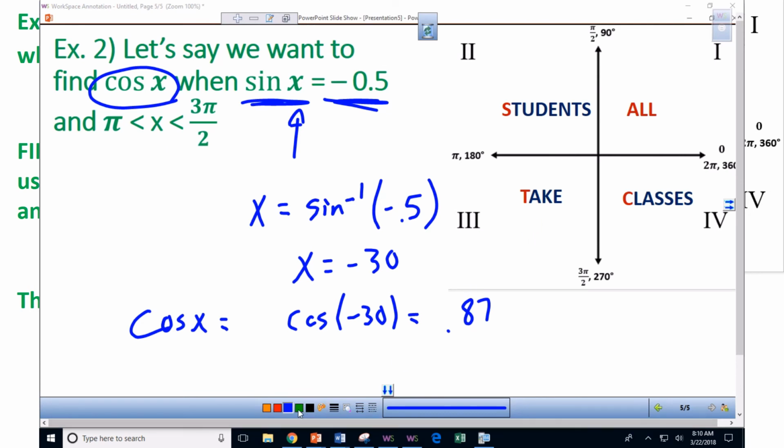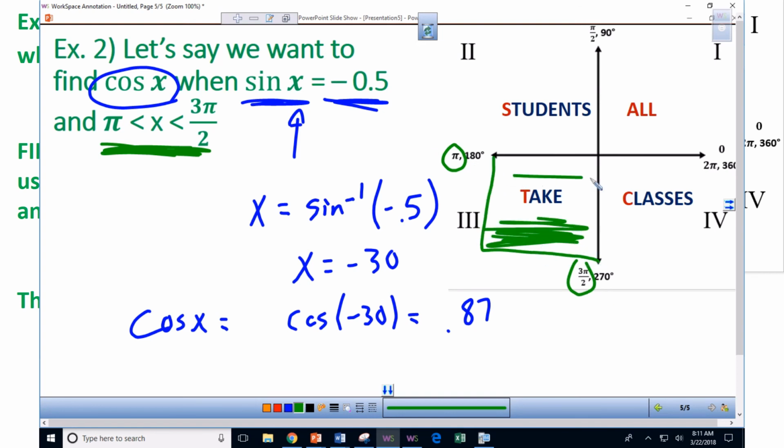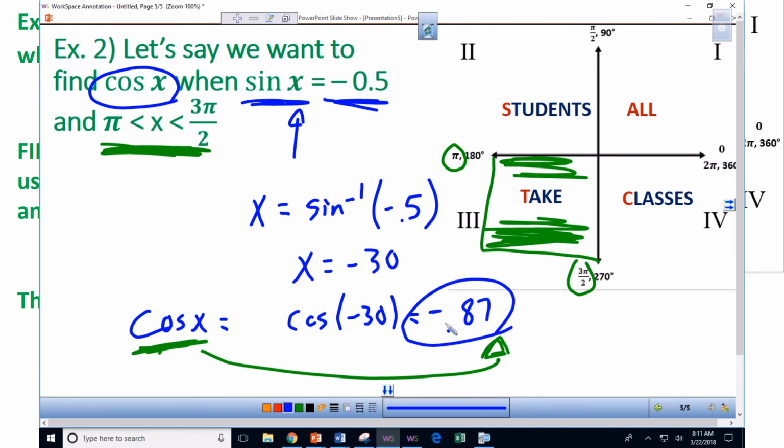Where was I? Now we're looking at this range from pi to 3 pi over 2. So that means I'm in the third quadrant over here, the take quadrant. Take meaning only tangent is positive. So I have cosine here being a positive number. So all you have to do is simply change this to be a negative number, and then you're done. And that's all she wrote.